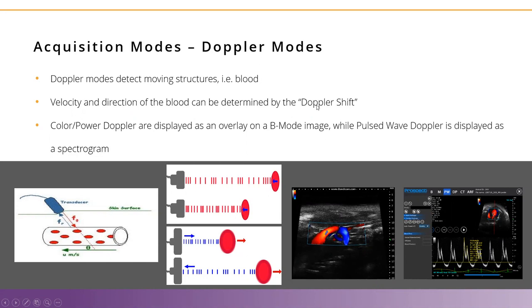So what do I mean by the Doppler shift? Like with B mode, we're going to transmit a certain frequency of sound. If the blood is moving towards the transducer at some angle, and we'll talk about that in a second, then the frequency of sound which is reflected back is actually going to be of a shorter wavelength, and that's going to be considered the Doppler shift, the difference between what's transmitted and what's received.